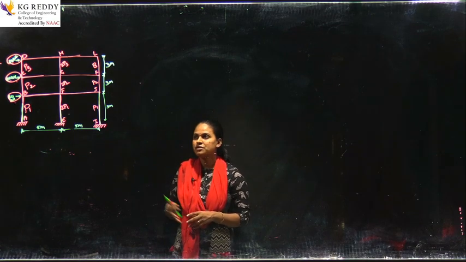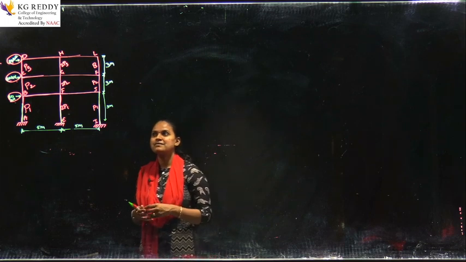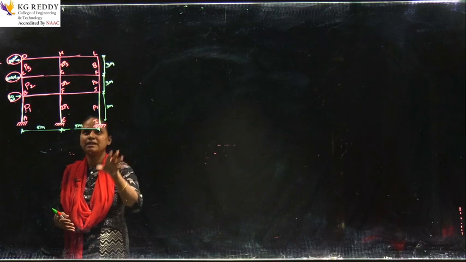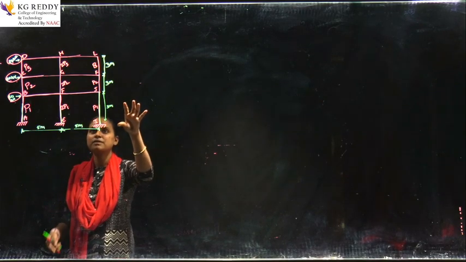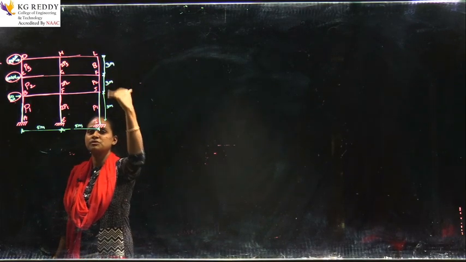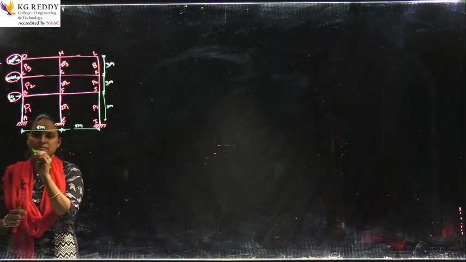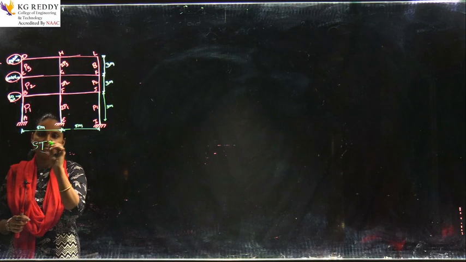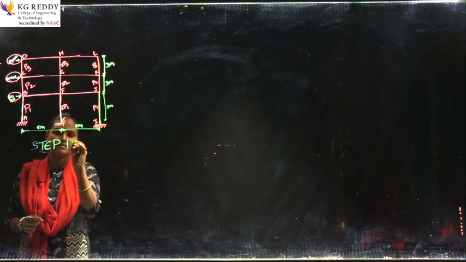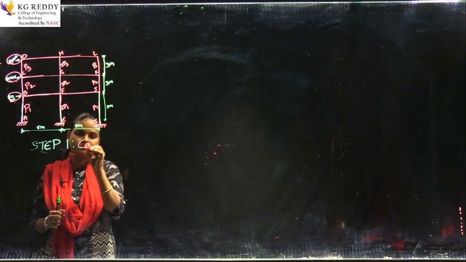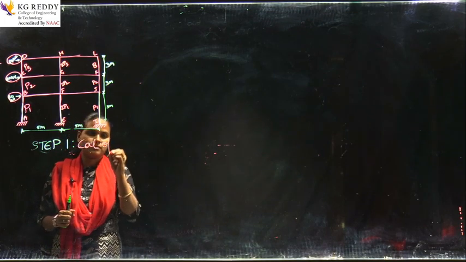So here you can see one frame that has two stories, and you will analyze it by considering the middle story. If this is the middle story, then there is a top story and a bottom story. What is step 1? Step 1 is the calculation of column shear.